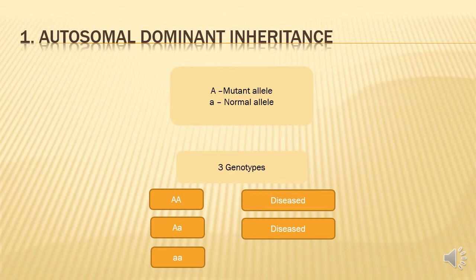Then how about this combination? Small a, small a combination. This individual is homozygous for the recessive allele and therefore these genes can be expressed. So the individuals with small a, small a genotype will have the normal or the healthy phenotype.